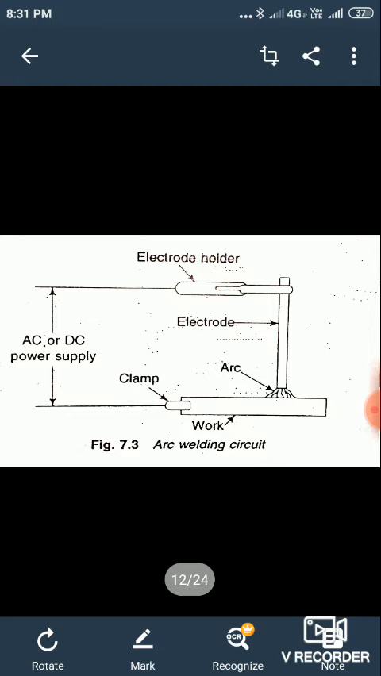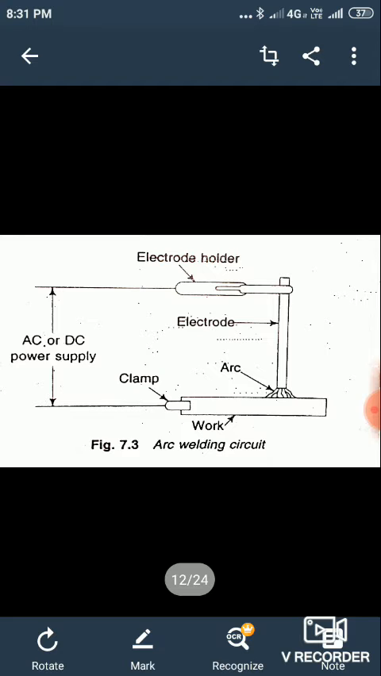We can compare the AC and DC welding sources. In the case of AC welding, the efficiency is higher than that of DC welding. In the case of weld quality, the weld obtained is not uniform in AC welding, but it is smoother in DC welding. In the case of cost, AC welding has low cost, whereas DC is a little bit higher cost.